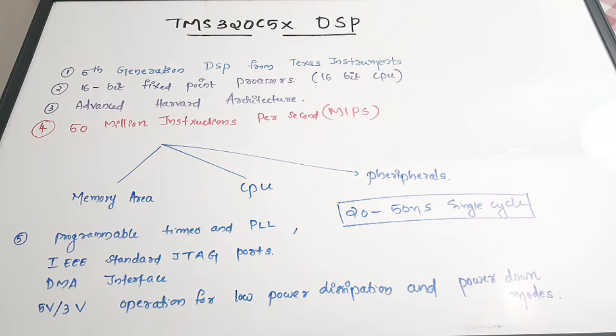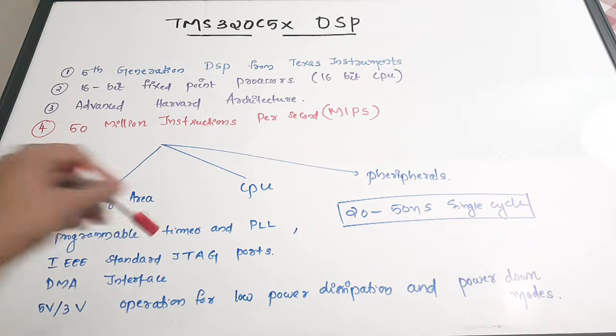Okay, then the fourth point is 50 million instructions per second. It can process 50 million instructions per second. 50 MIPS is the rate of processing of the TMS320C5x DSP.